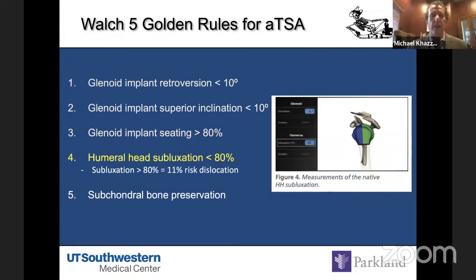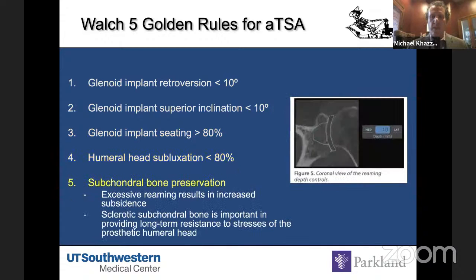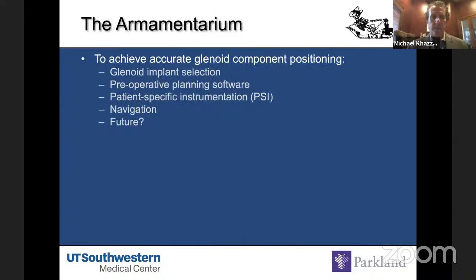As we discussed in detail, humeral head subluxation can correlate with edge loading and risk of failure, and preservation of the subchondral bone. Excessive reaming of the hard bone in the subchondral area will also lead to subsidence and failure of the prosthetic polyethylene component.